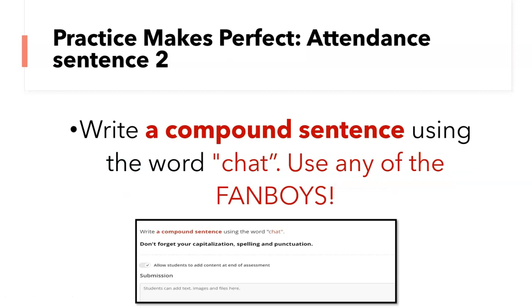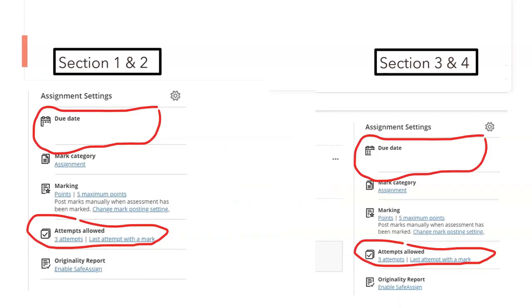The last point is please go to week 2 practice makes perfect and write your attendance number 2 using chat. It's a compound sentence using the word chat, any of the fanboys, but I would like you also to check the due date for your section. And by the way, you will have 3 attempts, not only 1, just to avoid the mistakes that happened earlier. So the first one, if you're satisfied, fine, submit. You can come back and change whatever you want. Don't forget about punctuation, capitalization, and the spelling.